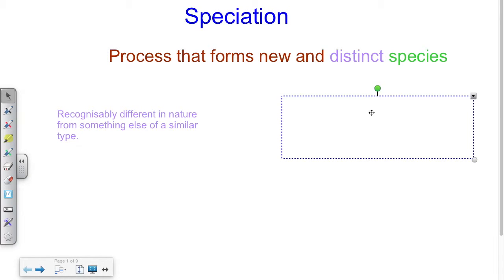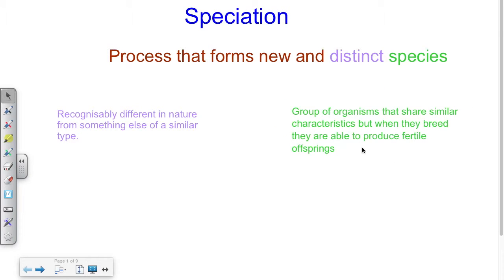And the word species, now biologists use this word quite a lot, and they use it to define a group of organisms that share similar characteristics, but when they breed, they are able to produce fertile offspring. And by fertile offspring, we mean the babies are capable of reproducing.